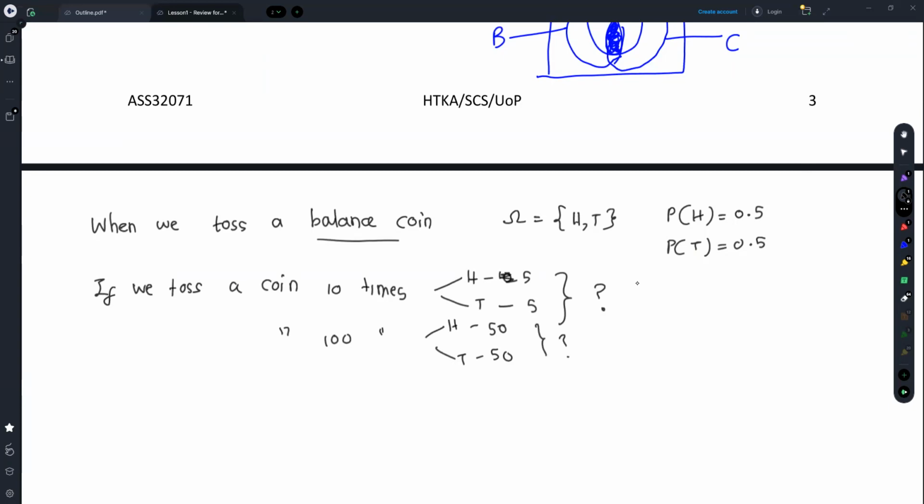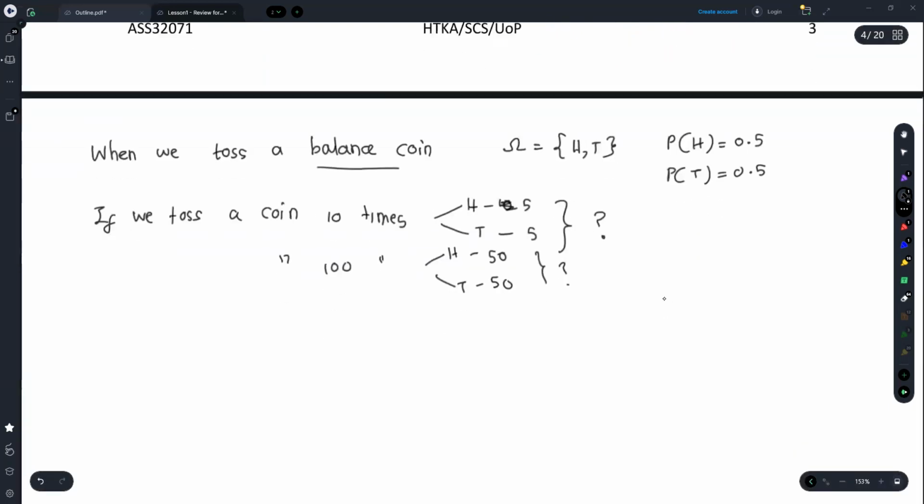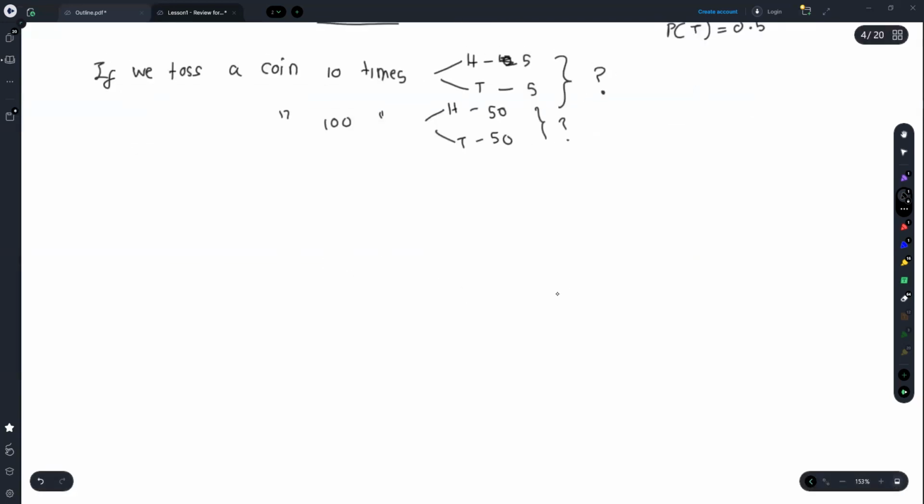Maybe. Maybe closer, right? We'll get closer to 50-50. Now, what's the problem? When you toss a coin 2 times, you can't always get exactly 1 head, exactly 1 tail. Or if you toss it 10 times, exactly 5 heads, exactly 5 tails. Why can't we get it? If the probability is 50%, it should be like that. But when you do the experiment in practice, it's not like that. Why is that? How do you explain it?